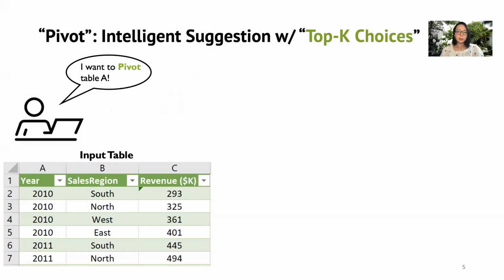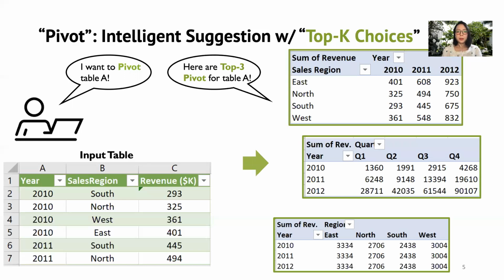Okay, now we know pivot is a pretty complex operator and users struggle with it. But the question is whether we can do it differently. We believe that for non-expert users, instead of asking them to specify parameters, it would be more intuitive if we could simply present the top k likely pivot results so that they only need to pick the desired choice. This is because even though users don't understand the technical jargon, they typically know what they want to produce and are able to pick the desired result when they see the top k choices. So this is what we call intelligent suggestion or recommendation.